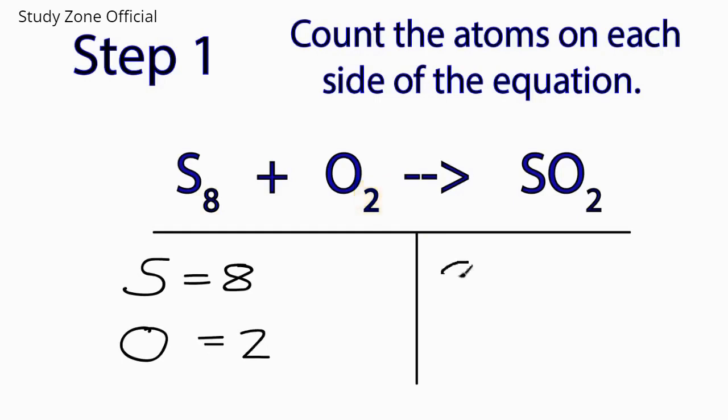On the product side, sulfur, I have 1. And oxygen, I have 2. Note that if there's nothing after an element, we assume that to be 1. And that's it. We're done with the first step.